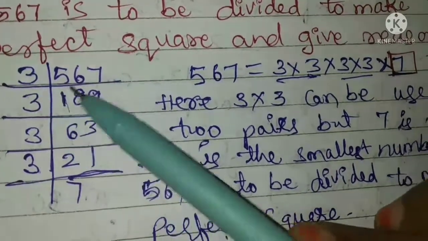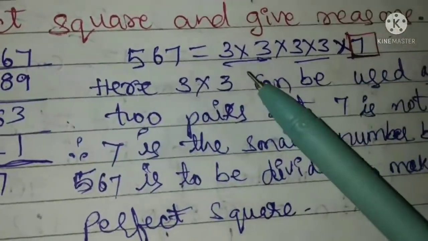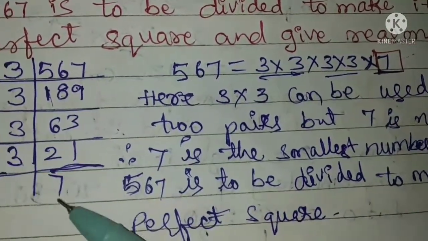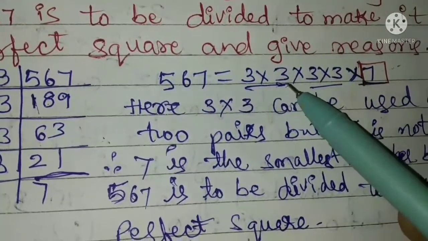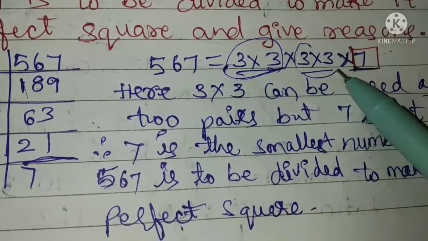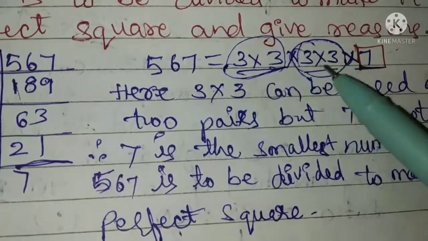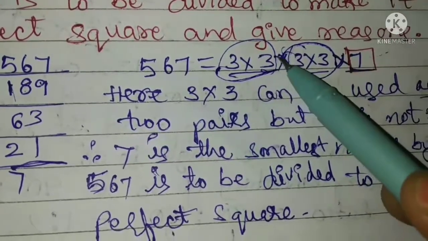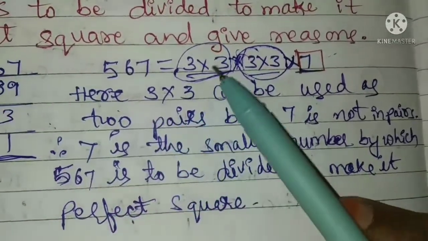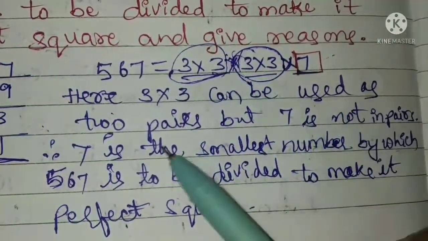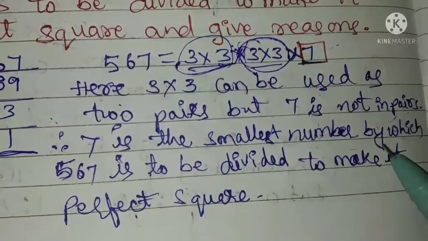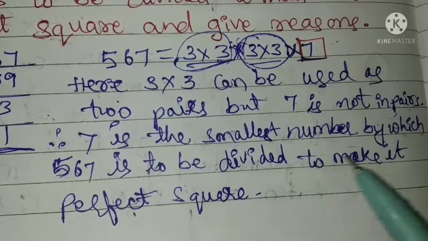So 567 can be written as a product of prime factors as 3 into 3 into 3 into 3 into 3 into 3 into 7. Here this 3 into 3 can be written as a pair of two same factors, and this 3 into 3 also as a pair, but only 7 is without a pair. Therefore 7 is the smallest number by which 567 is to be divided to make it a perfect square.